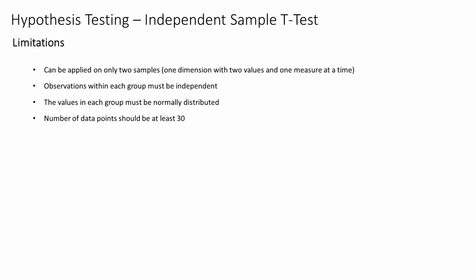The independent sample t-test can be applied on only 2 samples, 1 dimension with 2 values, and 1 measure at a time. And observations within each group must be independent. The values in each group must be normally distributed, and the number of data points should equal at least 30.